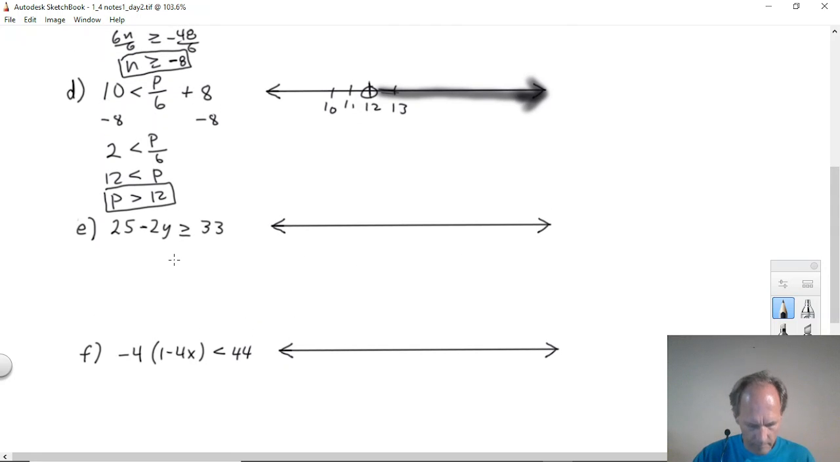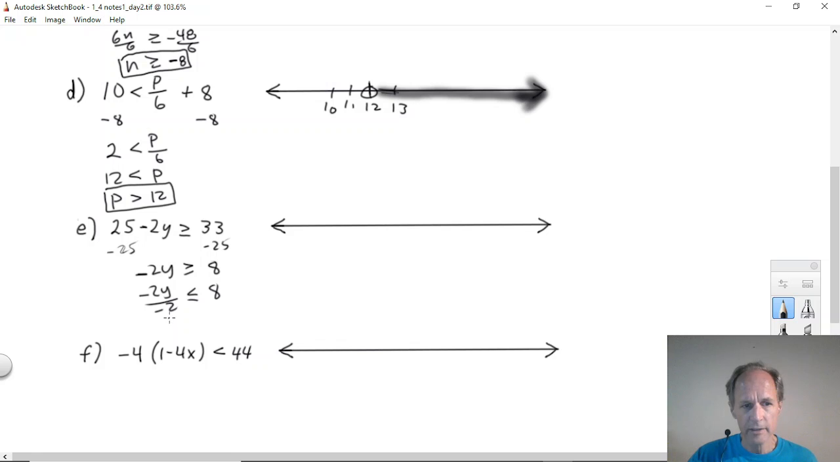Let's look at this one. So we're going to subtract 25 from both sides first, right? Just write that in here. Minus 25. Minus 25. So on the left we just have our negative 2y, and on the right we have 8. Okay, so we divide both sides by negative 2, and you've been waiting, haven't you? We're dividing by a negative this time. So we reverse the direction. Instead of greater than or equal, it becomes less than or equal.